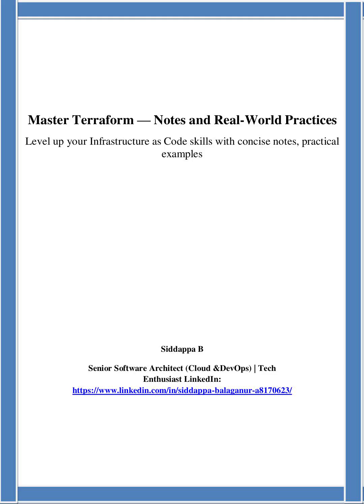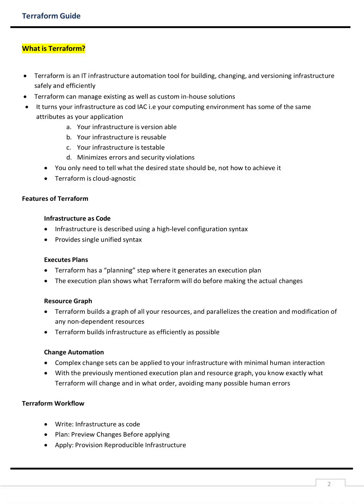Terraform Guide. What is Terraform? Terraform is an IT infrastructure automation tool for building, changing and versioning infrastructure safely and efficiently. Terraform can manage existing as well as custom in-house solutions. It turns your infrastructure into code, i.e. your computing environment has some of the same attributes as your application, and your infrastructure is version-able.